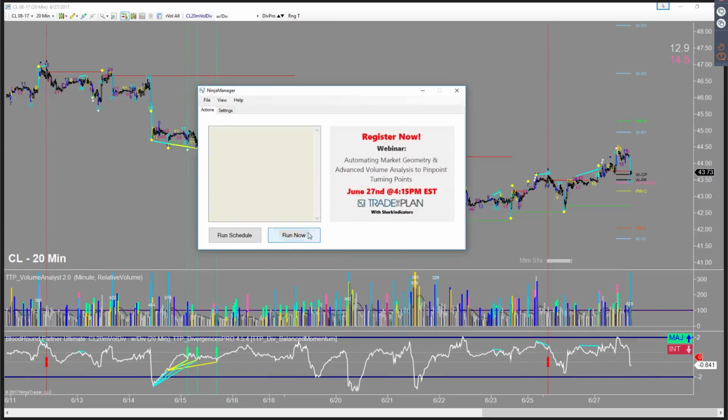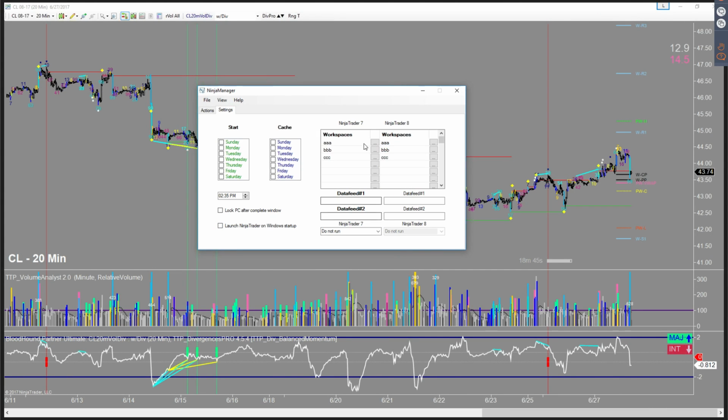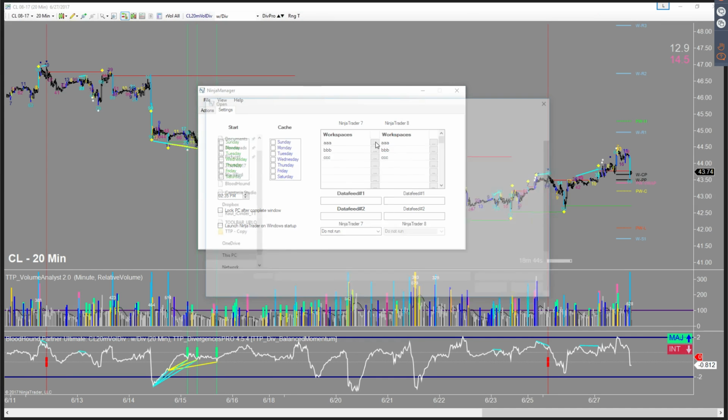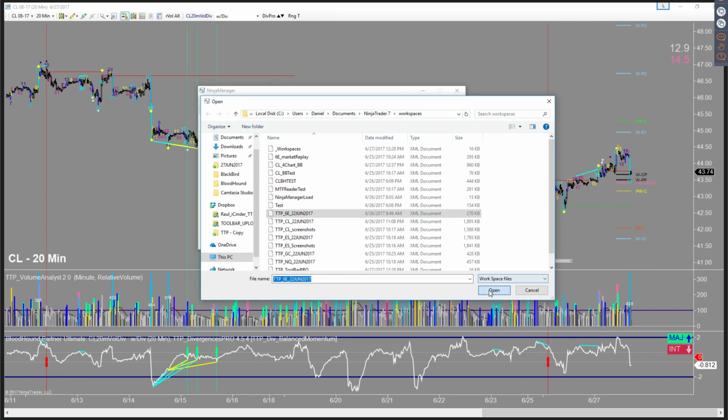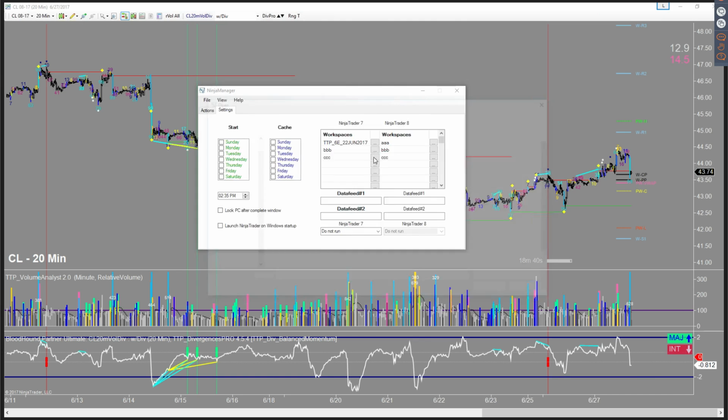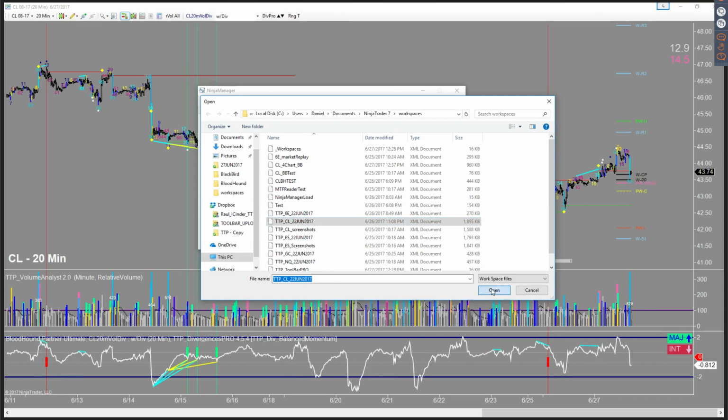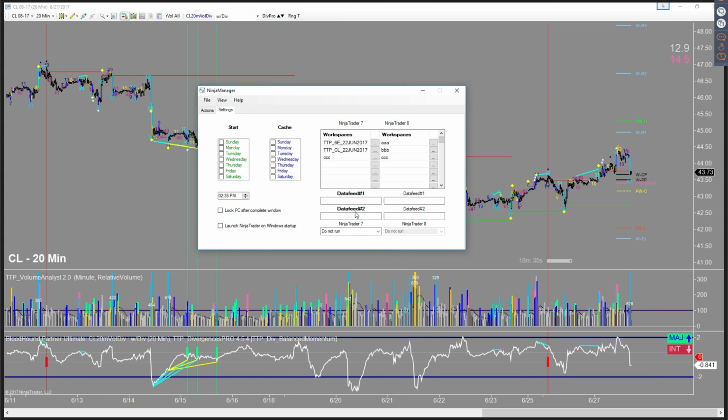This is a free program that we're giving away now. What this thing allows you to do is to open up any set of workspaces, connect to any data feed or two data feeds, delete your cache before you open it up. You could run Ninja 8, Ninja 7 at the same time.